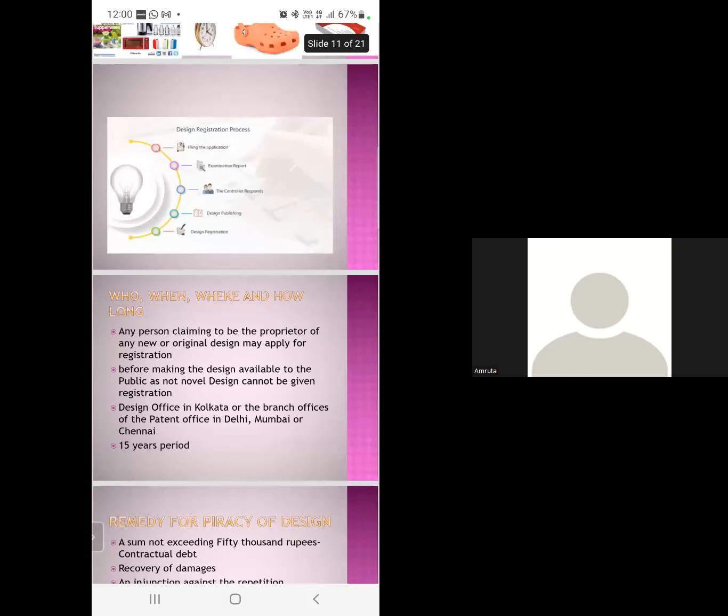Then, who, when, where, and how long: any person claiming to be the proprietor of any new original design may apply for registration before making the design available to the public, as a design that is not novel cannot be given registration. So there should be originality to the design. It should be novel in itself, and only then is the registration accepted. In India, there are design offices in Kolkata, Delhi, Mumbai and Chennai.